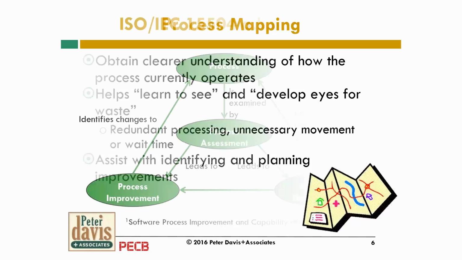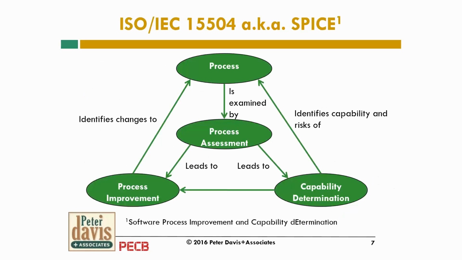Now, one of the standards that can help you out there is the international standard ISO 15504. Sometimes also called SPICE, and SPICE is Software Process Improvement and Capability Determination. It's a simple model. You can see the process, and it says the process is examined by a process assessment. Now, there are at least 2 process assessments that are involved in an IT service management organization.